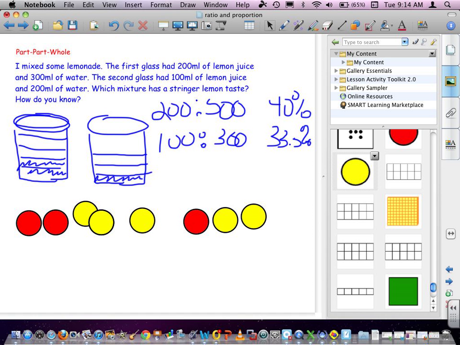Well, the first one had a stronger lemon taste because there was a larger ratio of lemon juice to water. Okay, so can you explain how you found out that that had a larger ratio? Because I divided them. So you divided them both? Like you divided 2 by 3 and then 1 by 2? And so for every 1 part of water, there were more parts of lemon. That works.